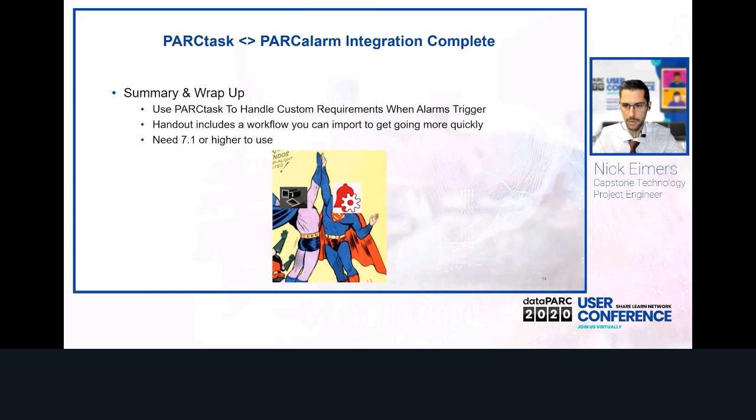So just to wrap up, if you just need to send out a really simple text alert or something like that, park alarm will do that, and that's fine. But if you want to do something a little bit more involved, you're probably going to need the PARCtask integration, unless you want to get kind of custom. And you do need, like I said, 7.1 or higher to use it. So it might take most of our customers a little while to upgrade to that level, but once you get there, I think this is a pretty useful feature.